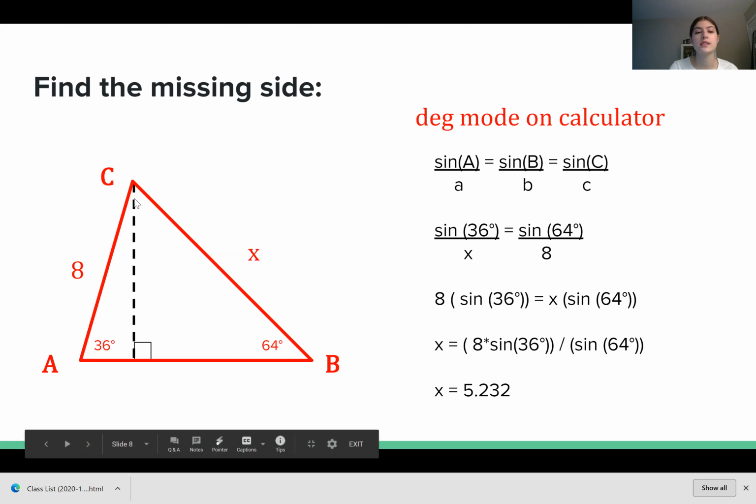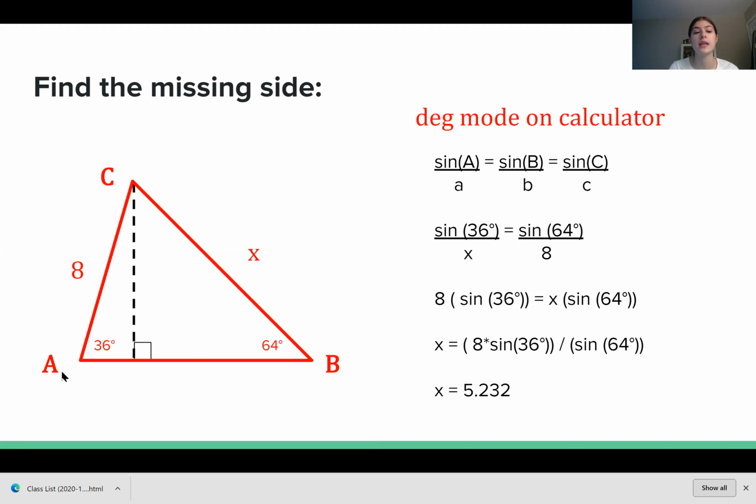And then we're given this side right here between angles A and C. This side right here is 8 units long, okay? And we're trying to find this side right here, this side between angle C and angle B. This is X. We're trying to find that missing side. That's what we're going to be solving for, okay?